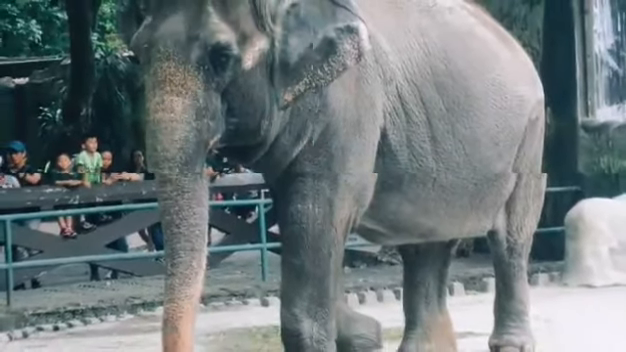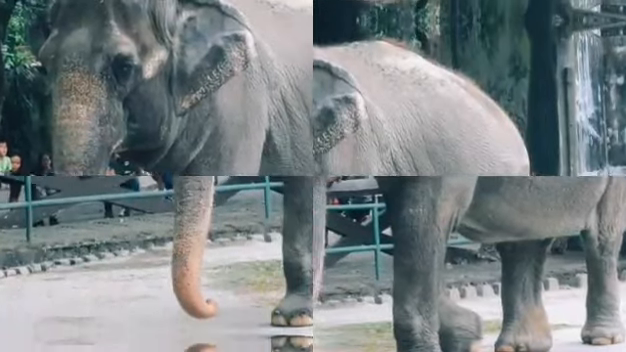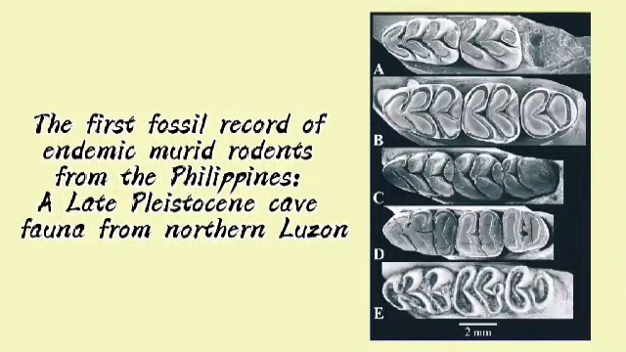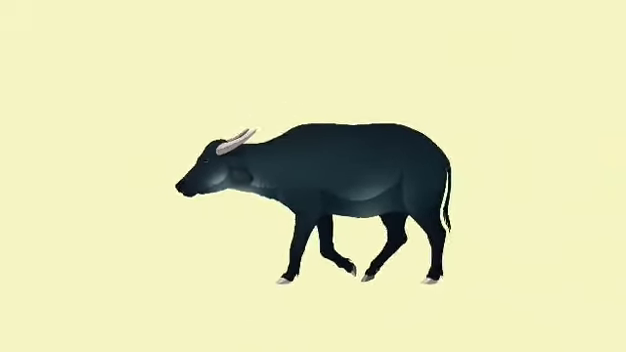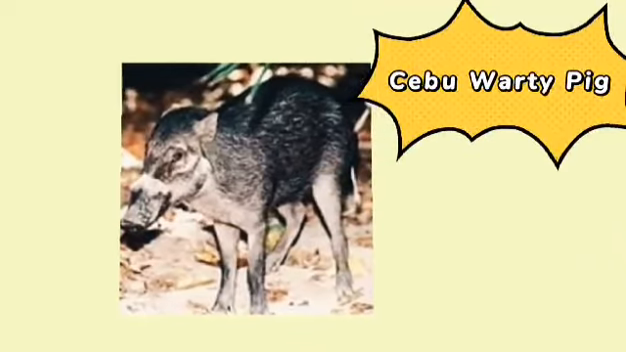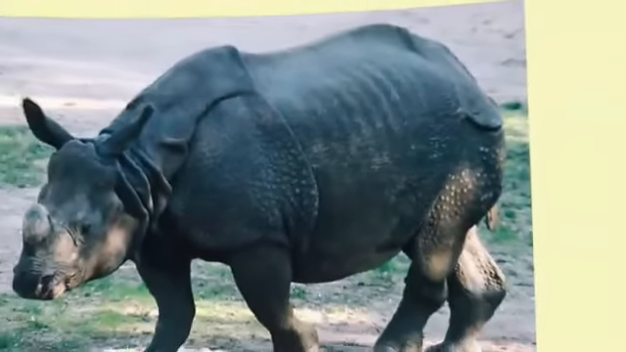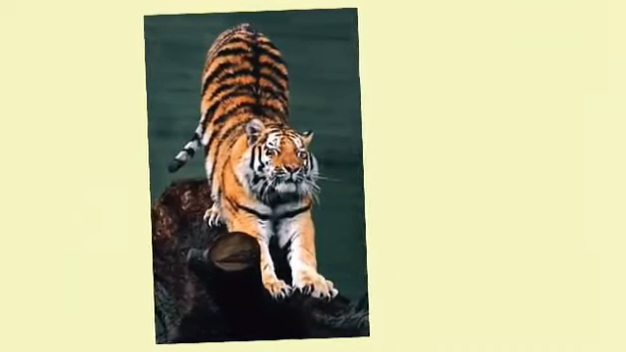First, we have the Asian elephant, which existed during the Holocene period. We also have the fossil remains of the Pleistocene period. Next, we have the Cebu tamaraw in the period of Pleistocene or Holocene, and the Stegodon luzonensis of the Pleistocene period. Another extinct animal in the Philippines is the Cebu warty pig, which existed during the Holocene period. We also have the Palawan fossil, the Philippine rhinoceros during the period of Pleistocene, and the tiger during the Holocene period.